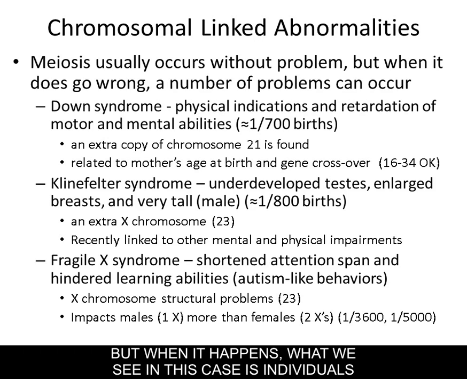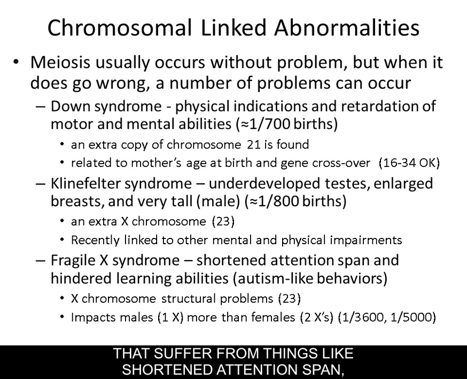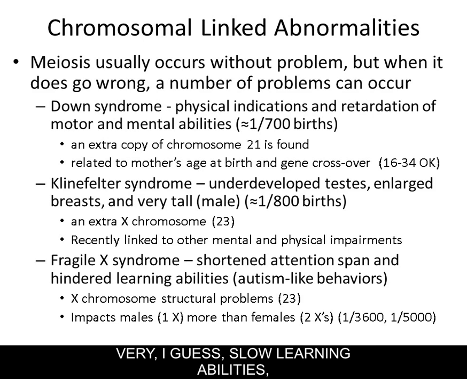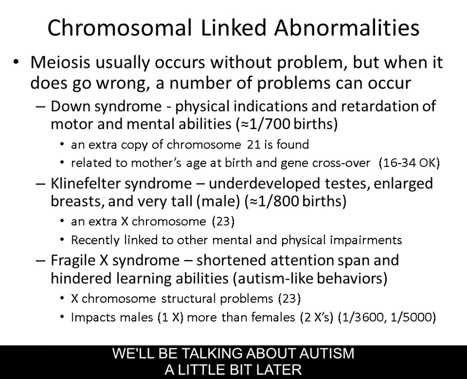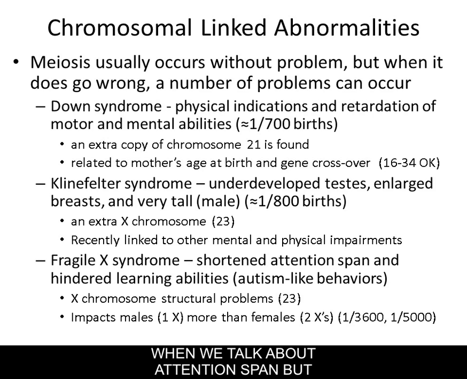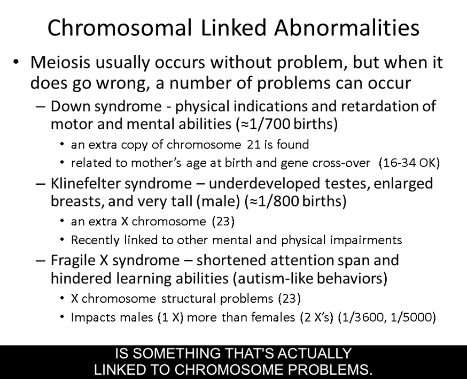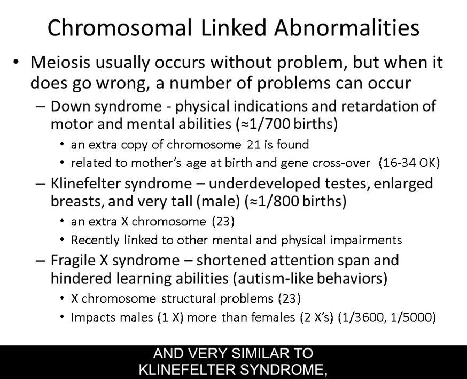But when it happens, what we see in this case is individuals that suffer from things like short attention span, very slow learning abilities. In fact, a lot of people with Fragile X syndrome have sometimes been misdiagnosed as having something that we call autism. We're going to be talking about autism a little bit later when we talk about attention span, but this particular disorder is something that's actually linked to chromosome problems, and it's very similar to Klinefelter syndrome. It's linked to that 23rd chromosome pair that individuals have.